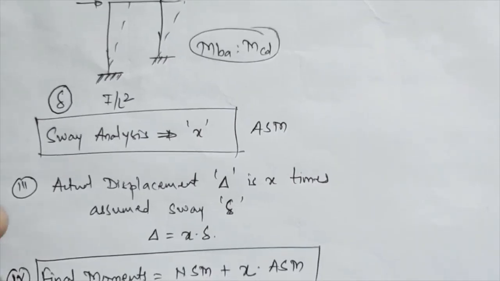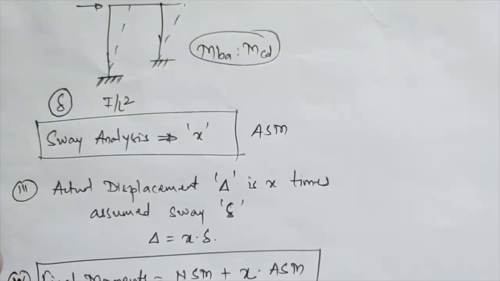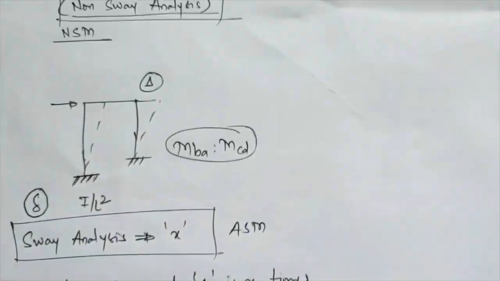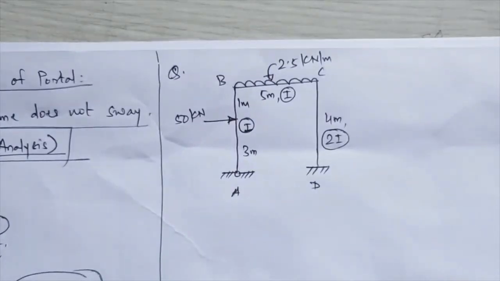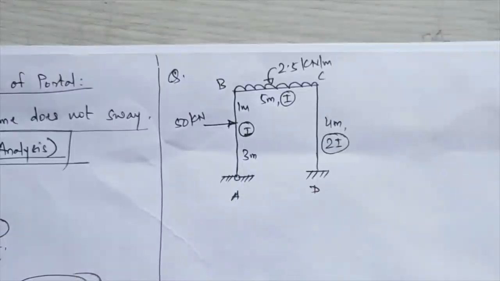Okay, now we'll see one numerical on this so that you will clearly understand how you have to carry out the analysis by moment distribution method. So this numerical we'll see, that is, you have to analyze this sway frame by using moment distribution method. That is, you have to find out the final moments in this frame.